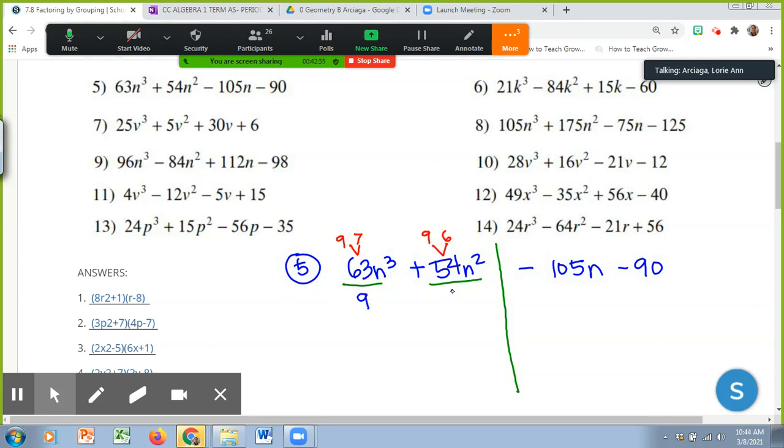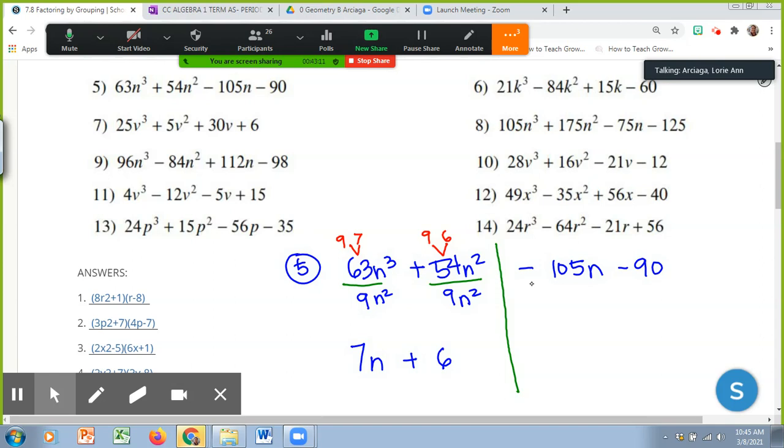We're going to divide by 9. And then you get the lower power, n cubed versus n squared. So use the lower power of n. Okay, so the GCF is 9n squared. So now let's divide. 63 divided by 9 is 7. n cubed divided by n squared, that's 3 minus 2, so n to the 1. Plus 54 divided by 9 is 6. n squared divided by n squared, they cancel, so it's just 1, so 6 times 1 is 6. So the first part, the first two, is done.